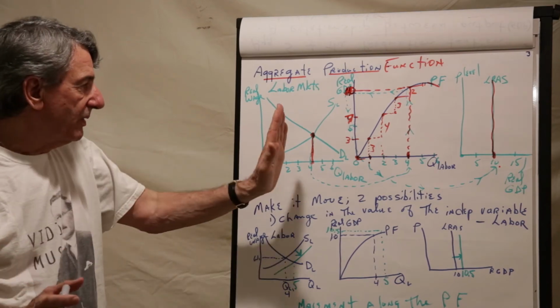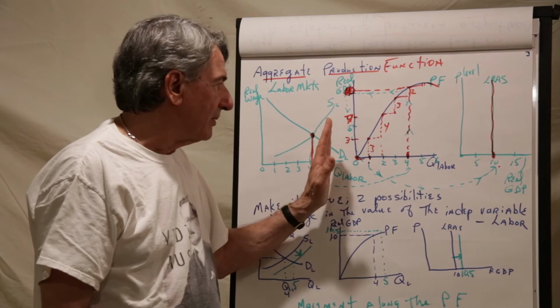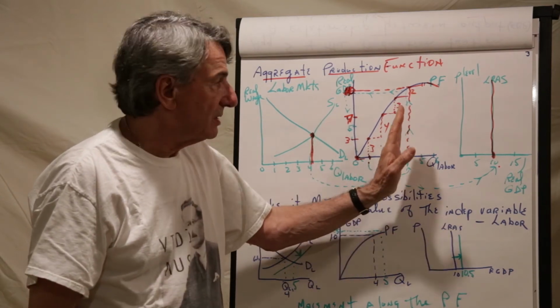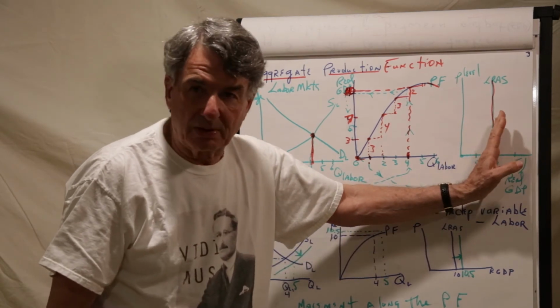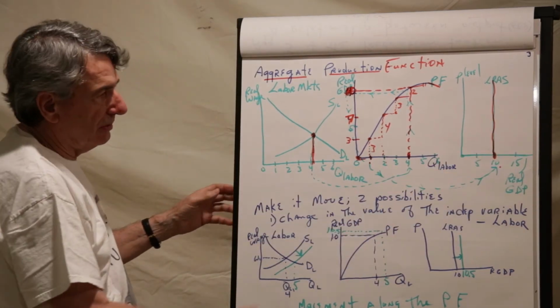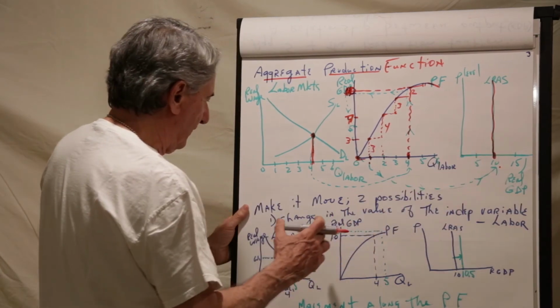Well, that's the basic model. The labor markets are associated with the production function, and that combination of labor and the production function tells us how much we're going to produce. That's our natural level of output, or the potential level of output.